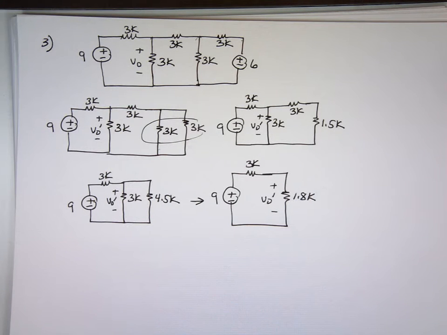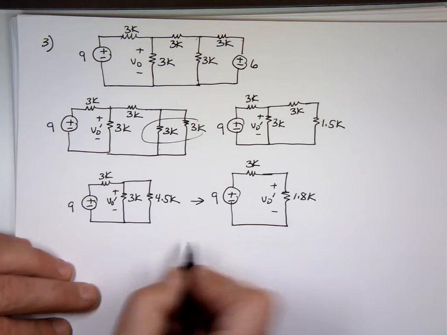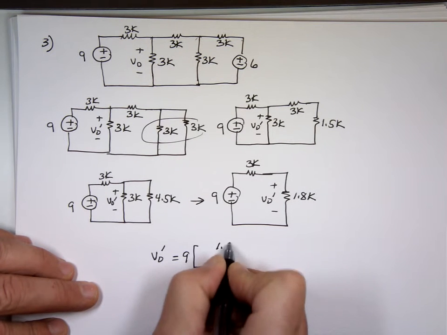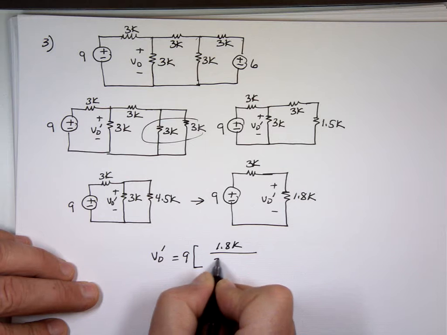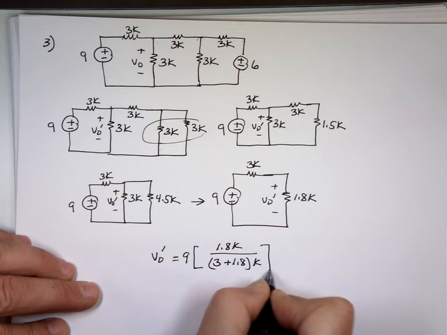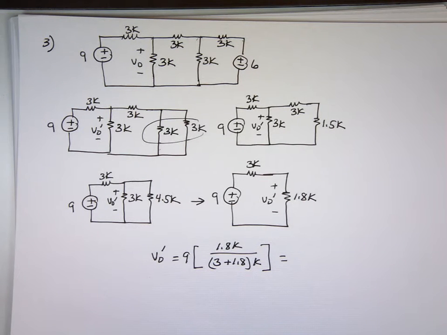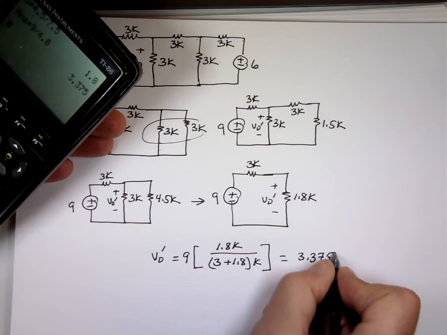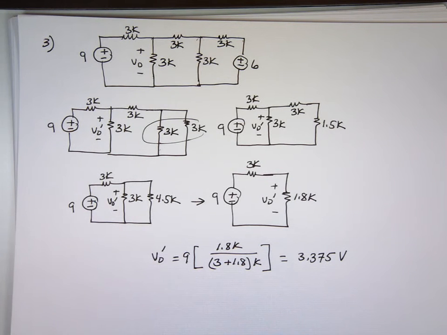Now I can do what? I can do voltage division. V out bar equals 9 times 1.8K over the sum of them, 3 plus 1.8K. The K's will cancel each other out. Times 9 divided by what? 4.8, is it? 3.375. That's just the voltage due to source 1. Now we need to find the voltage due to source 2, put them together, and that's your answer.